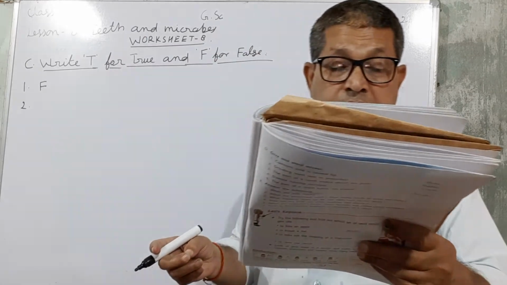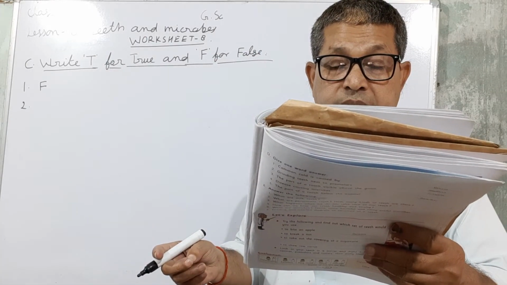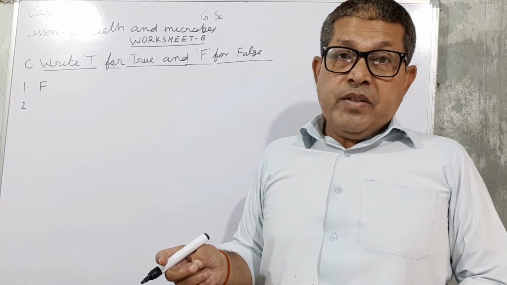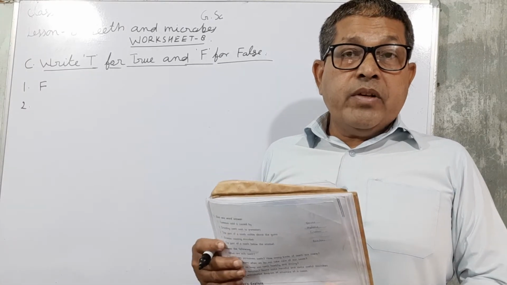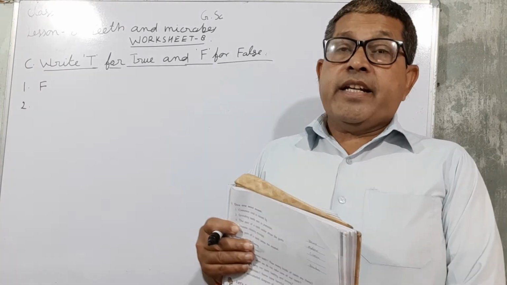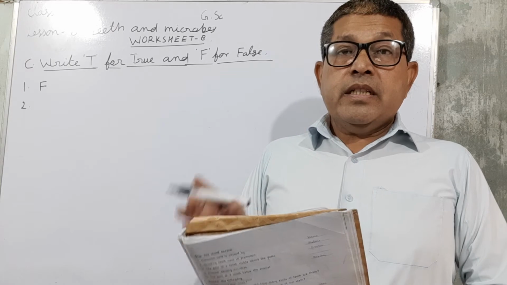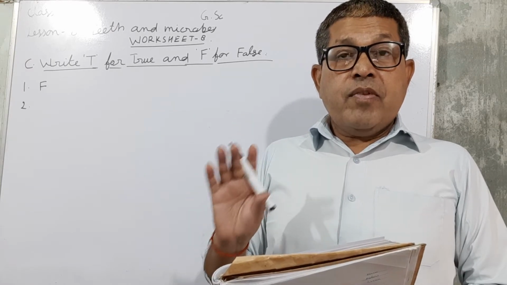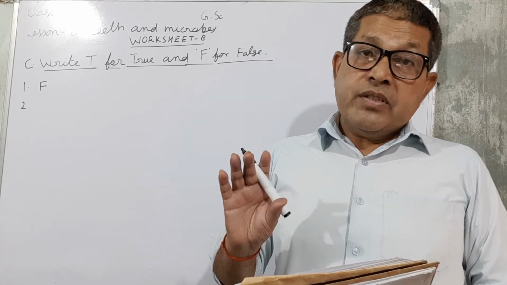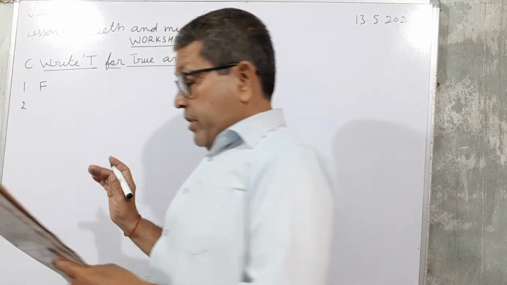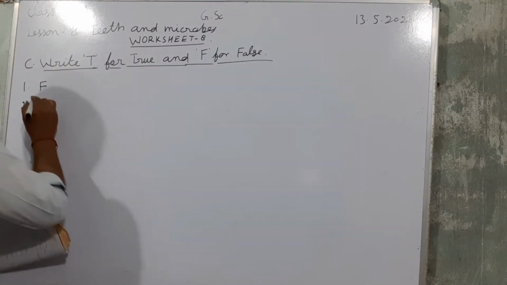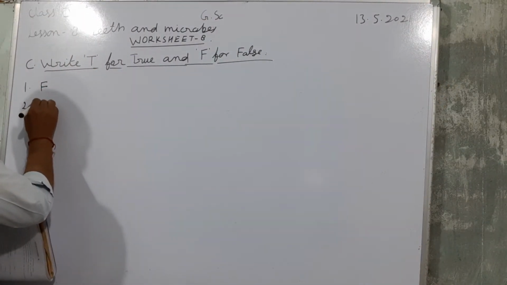Now second, incisors are present only in the upper jaw. No, it is incorrect, because incisors are found in both jaws. So second is also false, F.